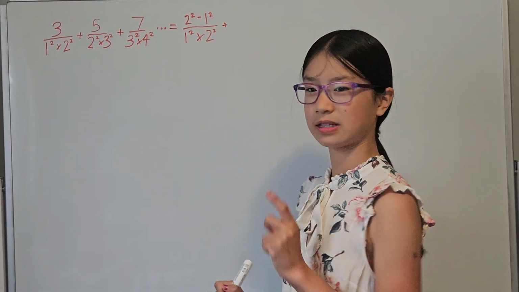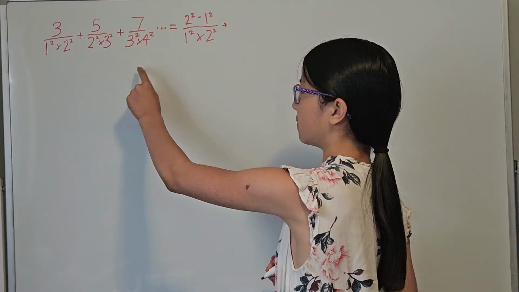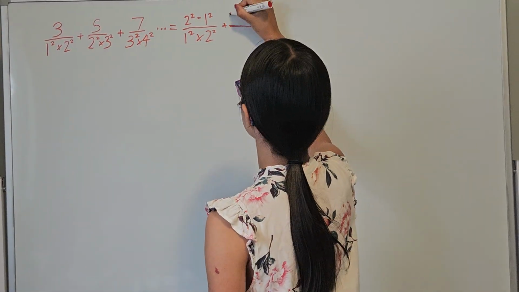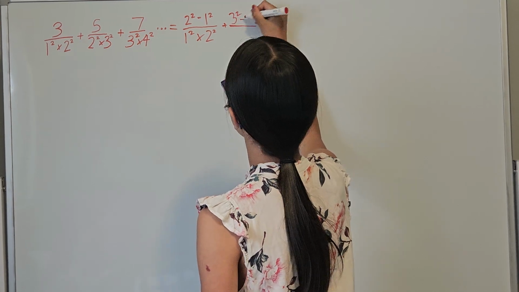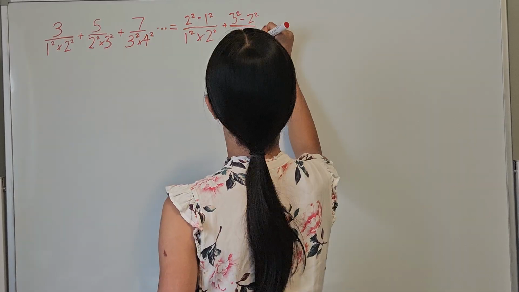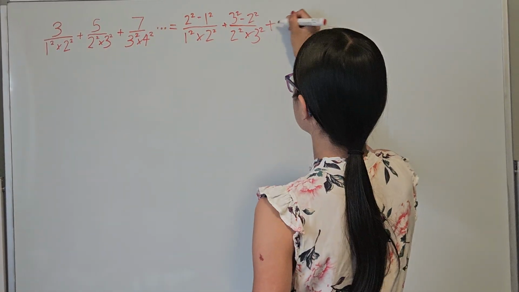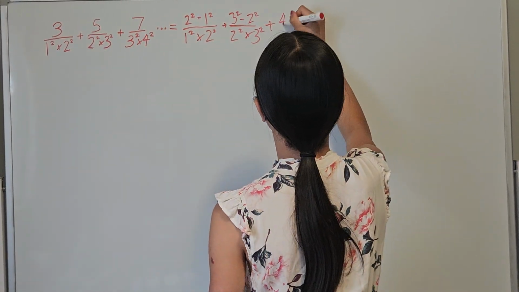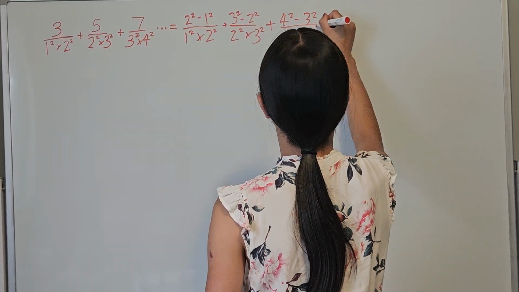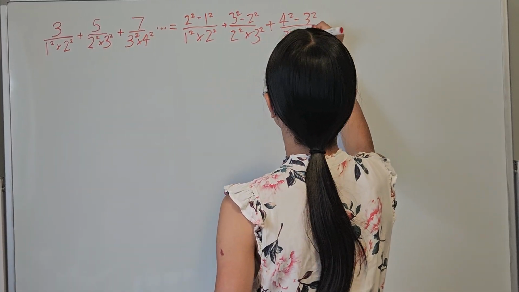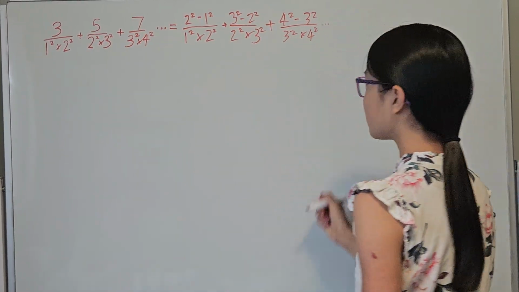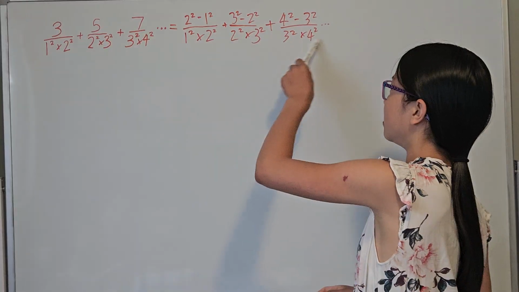And we could use the same thing for the next two fractions. And it works. So it's going to be 3 squared minus 2 squared over 2 squared times 3 squared. And then we continue for the next one, which is 4 squared minus 3 squared over 3 squared times 4 squared. And on and on and on. So now we have this result.